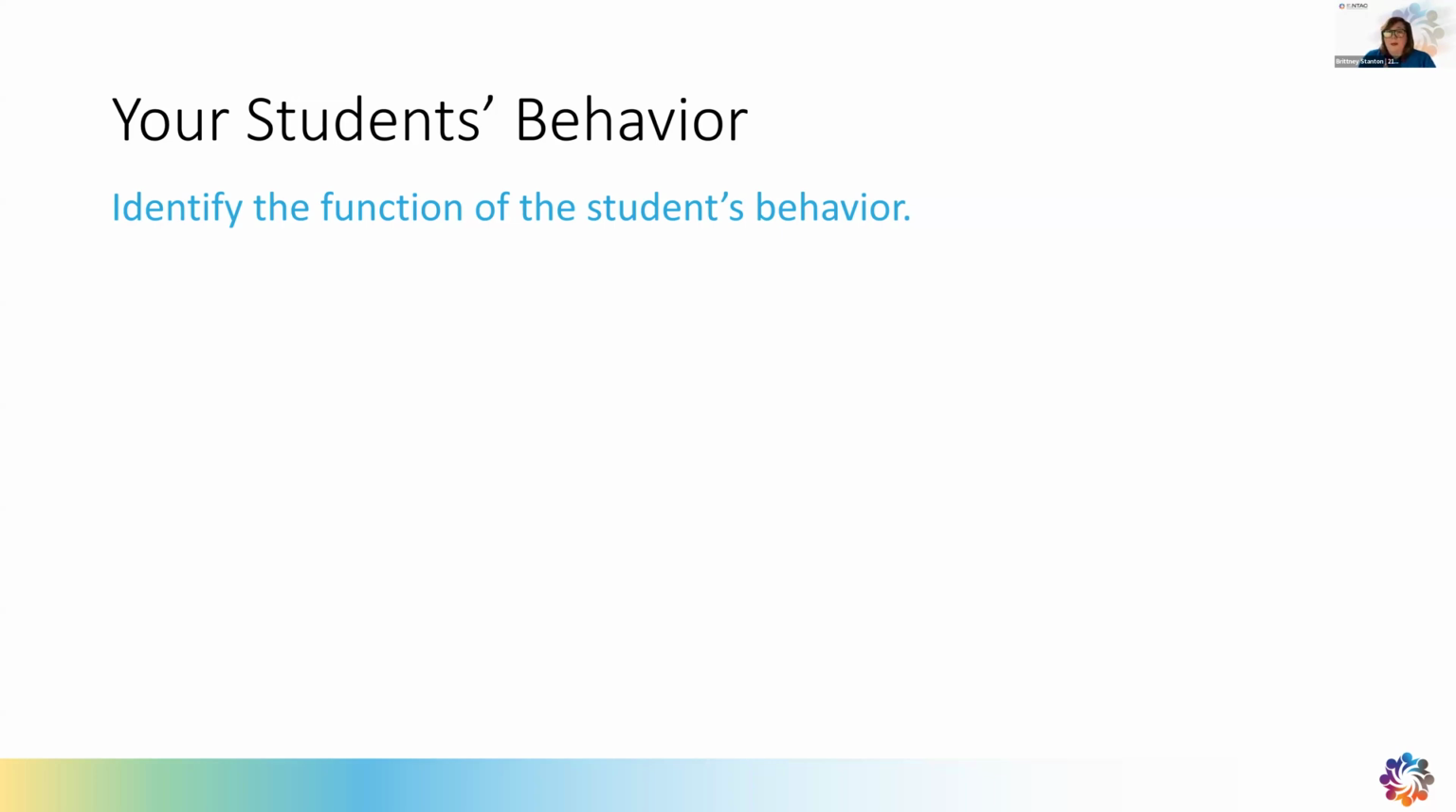So the poll should just pop up right on your screen. And I want to know, what do you think the function of this behavior is? Is it that she's trying to access something? Is she seeking attention? Is she trying to escape? Or is it a sensory stimulation issue? What do you think? We'll give you a few seconds to fill out the poll. I know you're not seeing the prompt. Remember, Tina complains that nobody wants to be her friend. Give you a few more seconds.